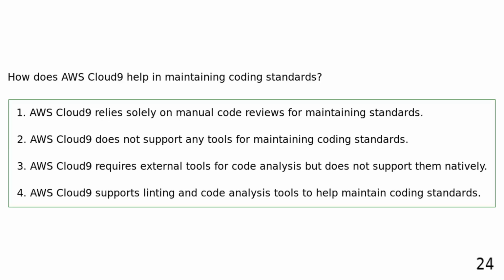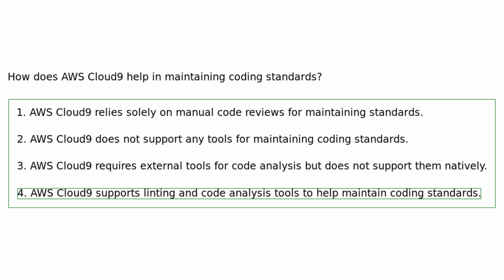How does AWS Cloud9 help in maintaining coding standards? AWS Cloud9 relies solely on manual code reviews for maintaining standards. AWS Cloud9 does not support any tools for maintaining coding standards. AWS Cloud9 requires external tools for code analysis but does not support them natively. AWS Cloud9 supports linting and code analysis tools to help maintain coding standards. AWS Cloud9 includes support for linting and code analysis tools that help developers maintain consistent coding standards.